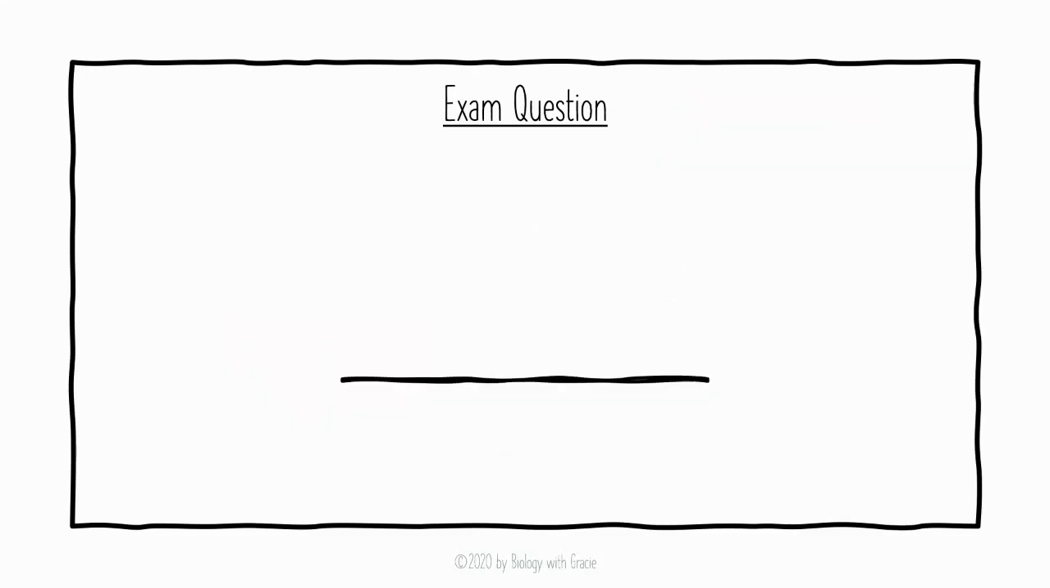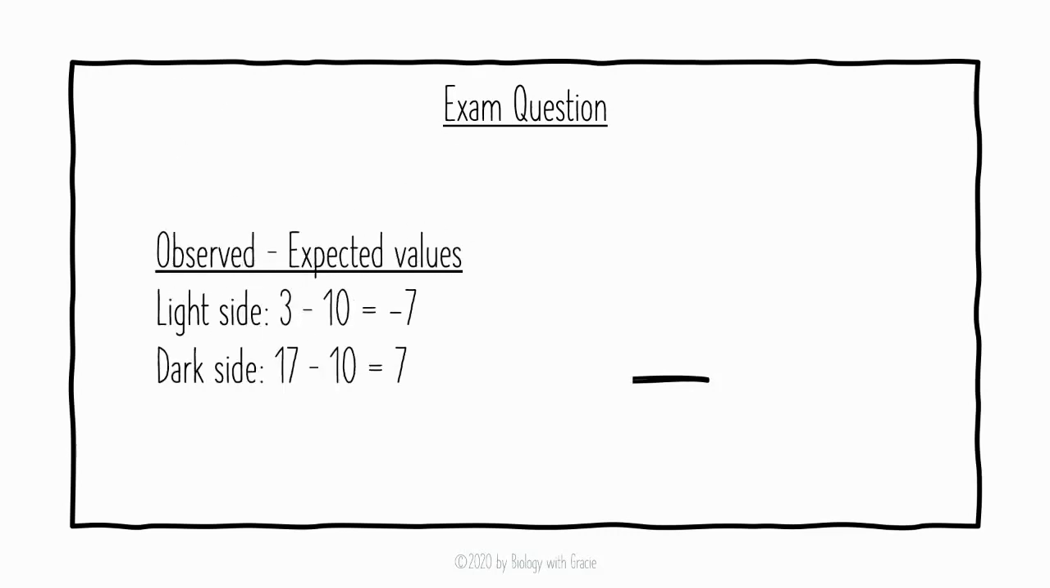Remember, for the first step of finding our chi-square value using the equation, we need to subtract our expected values from our observed. Our observed value for the light side was 3, remember 2 plus 1, 3. So that's going to be 3 take away 10, which is our expected value, which gives -7. And then our dark side, our observed value is 17, and we need to subtract 10, which was our expected value, to give 7.